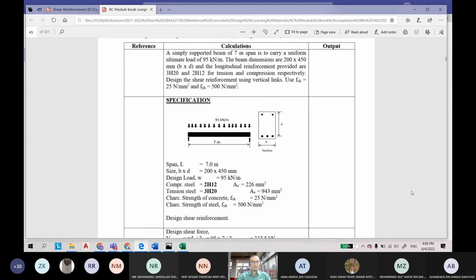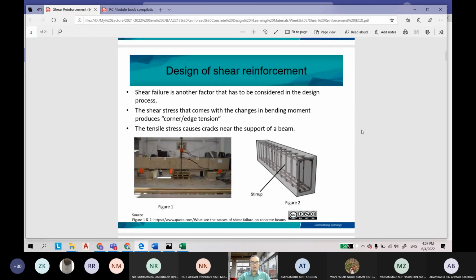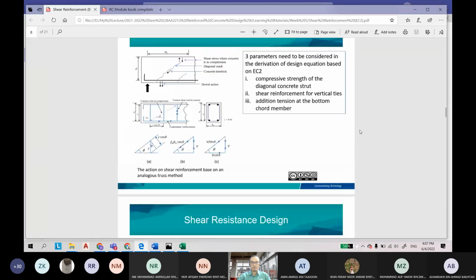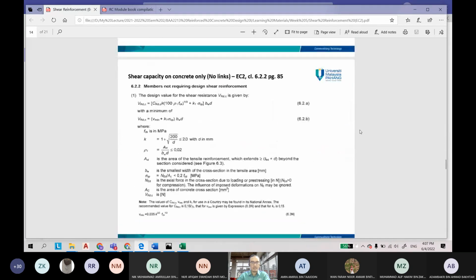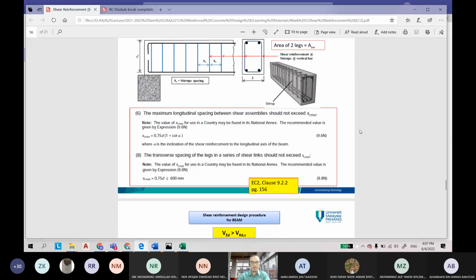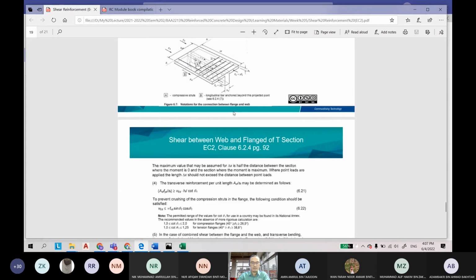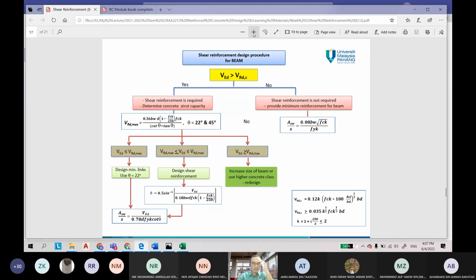For the shear reinforcement, I believe you already watched my previous video and already went through this slide. The important thing to know is slide number 17, before the example. This is the criteria for design of shear reinforcement inside the beam.